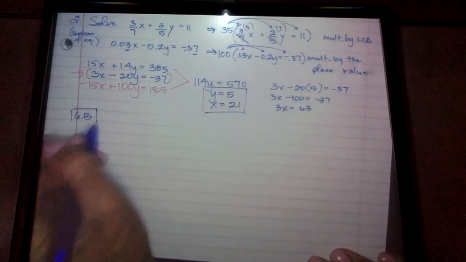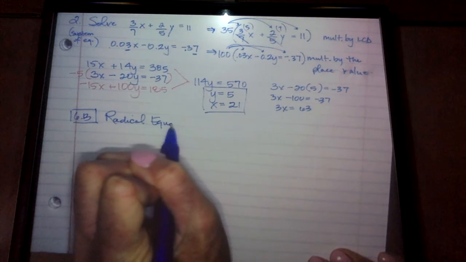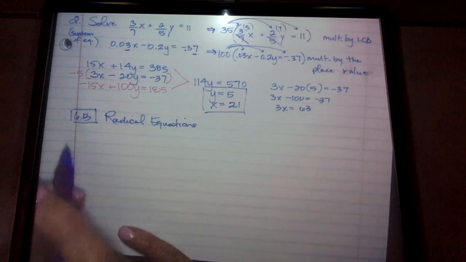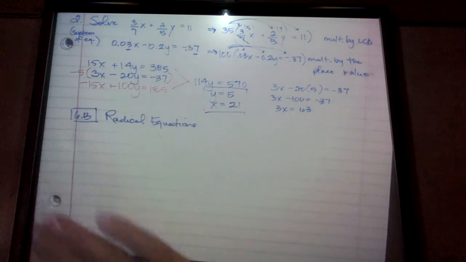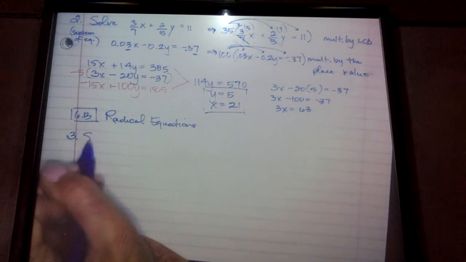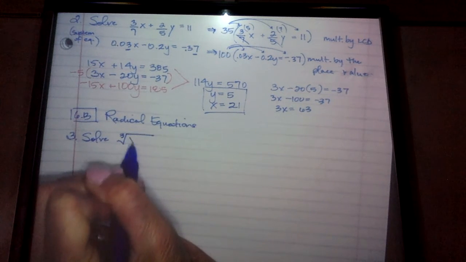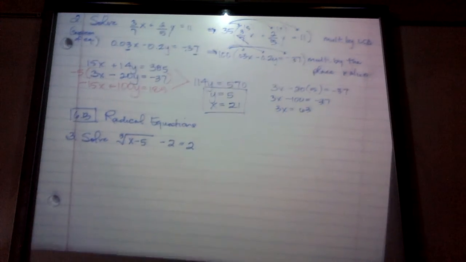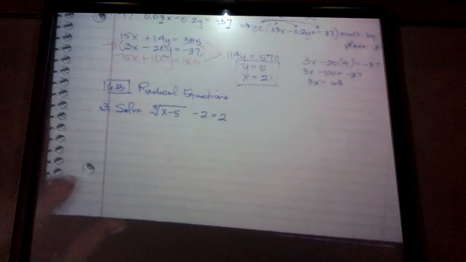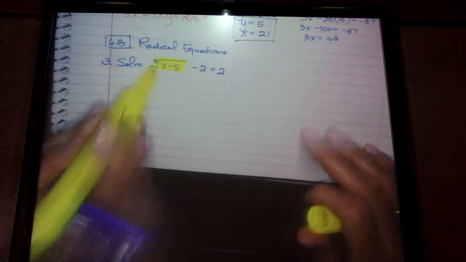6.B is a review of radical equations and how to solve them. So we're just going to jump right in. We're going to review a problem that has radical equations. So for example, solve the cube root of x minus 5, minus 2, equals 2. Now again, these are all review from Algebra 2, so it's important we go over it because it will show up in your homework. So first thing we're gonna do is get this guy by itself.